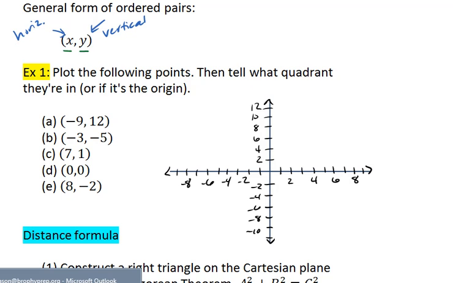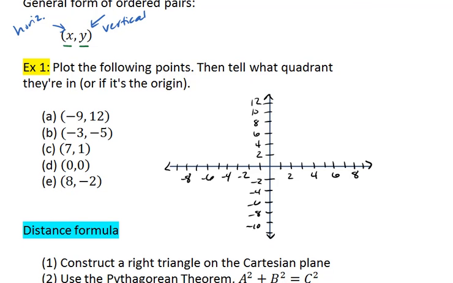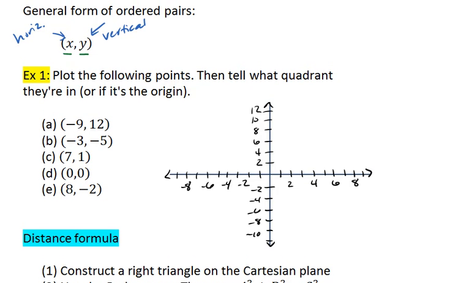And we're back, this time with a properly constructed Cartesian plane on which we can put points. So we have our x and our y. Our first point is -9, so we go -9 to the left and 12 up. And that is in quadrant 2.